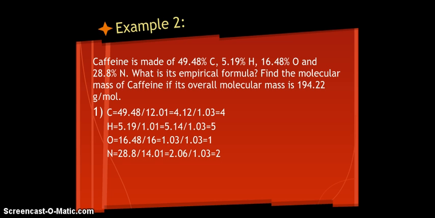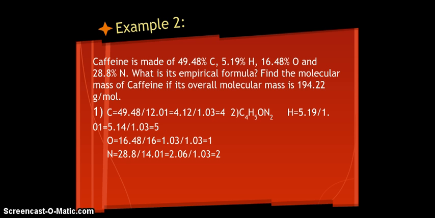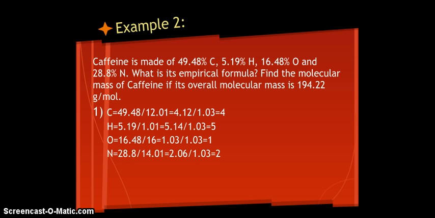Step 1, C equals 49.48, H equals 5.19, O equals 16.48, and N equals 28.8. So first we have to divide it. So we use 49.48 divided by 12.01 equals 4.12. And then H we use 5.19 divided by 1.01 equals 5.14. O equals 16.48 divided by 16 equals 1.03. And N equals 28.8 divided by 14.01 equals 2.06.